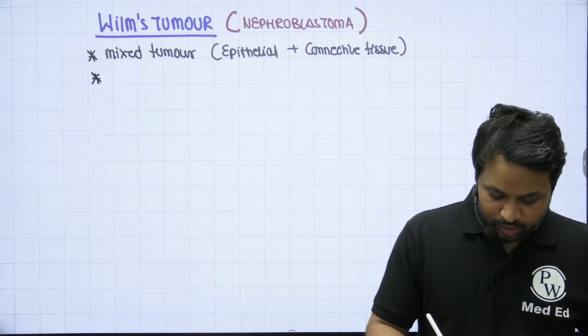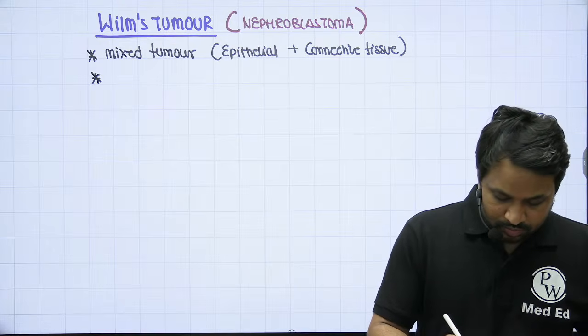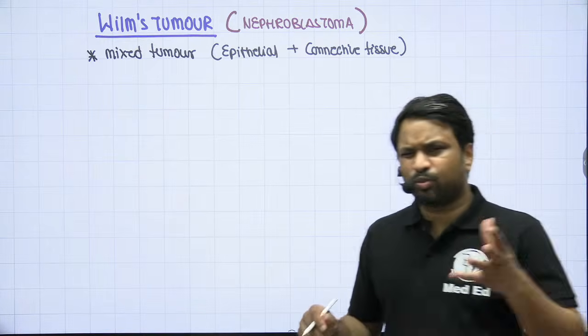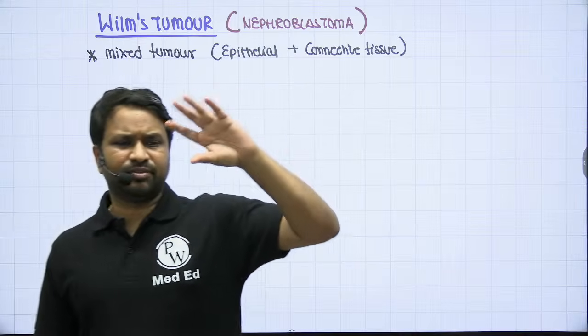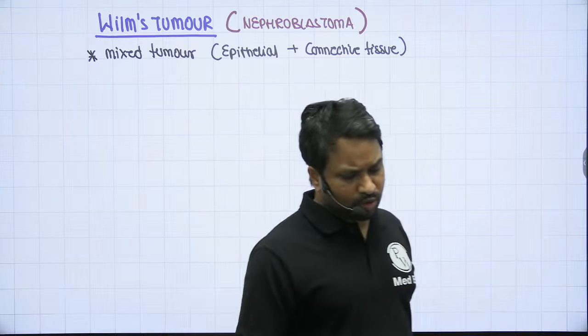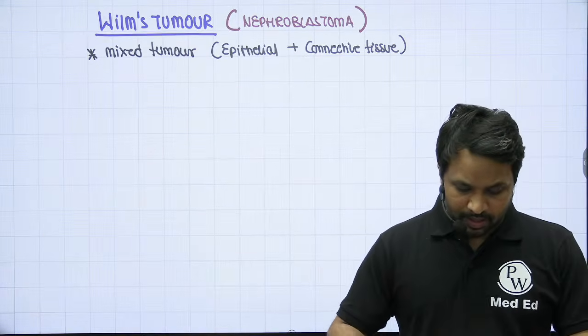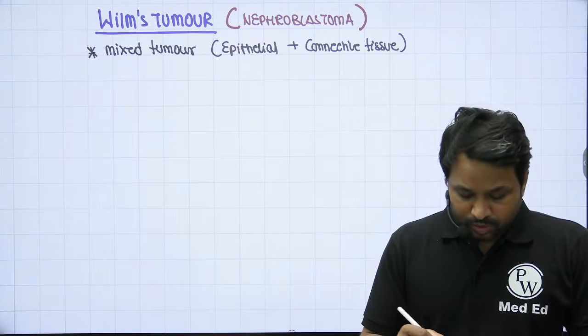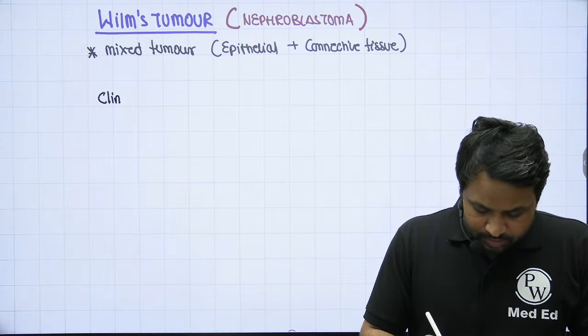Wilms tumor usually arises, it's a polar tumor. That means usually either it will be arising from the upper pole or the lower pole, but this is more or less like a Wilms tumor which is going to present here. Now, how does a baby with Wilms tumor present to you? We'll talk about the clinical presentation.